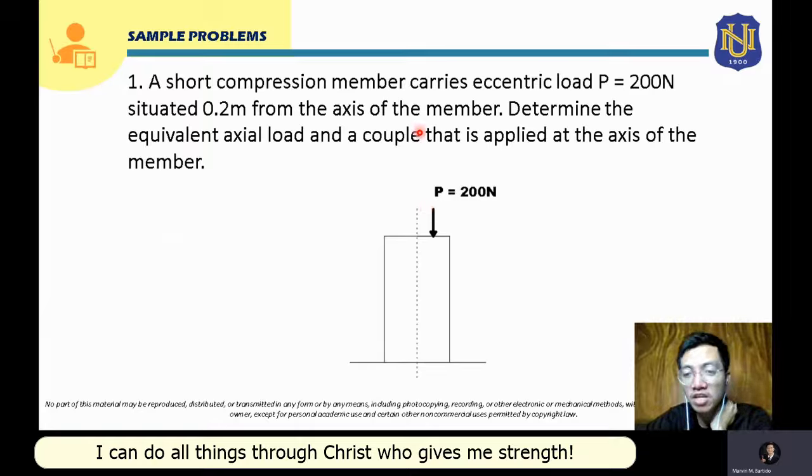So our problem here is we have to determine the equivalent force and couple system, where this force P should be transferred to the axis of the member. Therefore, it will produce a couple. As we mentioned in our introduction, if you transfer a force from a specific point to another point, it will produce a couple in order for that system to be equivalent to the original system. So let's solve this.